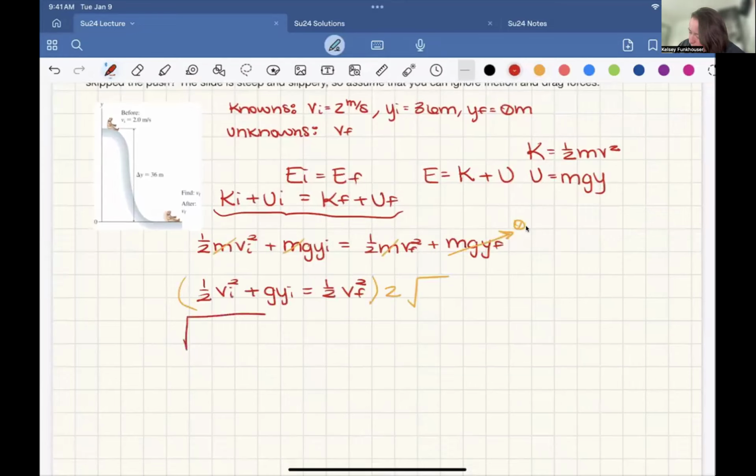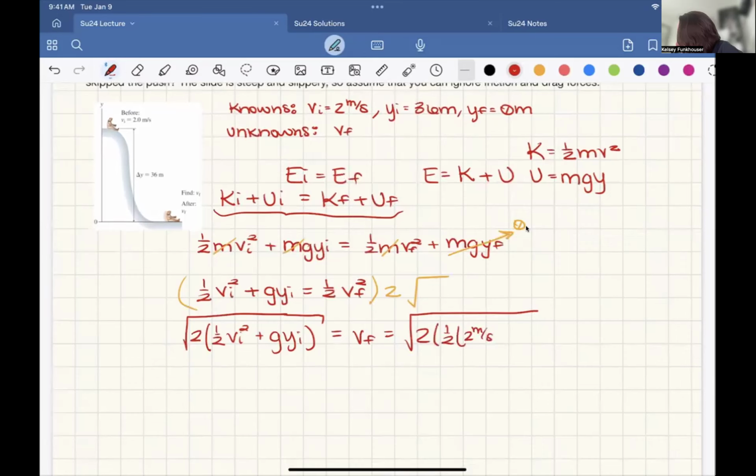So we get the square root of 2 times 1/2 v initial squared plus g times y initial equals the final velocity. We can plug in our numbers now: 2 times 1/2, 2 meters per second, whole thing squared, plus 9.8 meters per second squared times 36 meters. This gives us a final velocity of 26.64 meters per second.